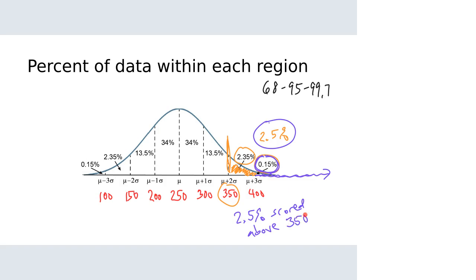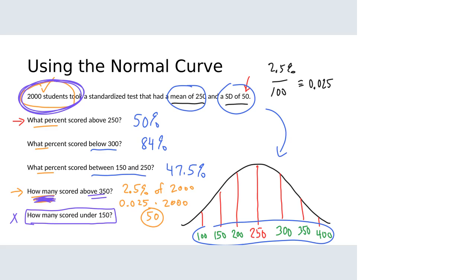If that doesn't make sense, you let me know. But 2.5% of the students scored above 350. If the question said what percent scored above 350, we'd be done. But this question said how many? And so we have to figure out what is 2.5% of 2,000.